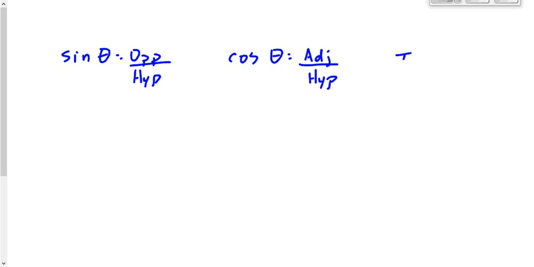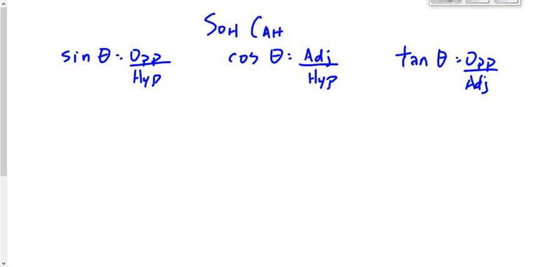If you remember this, sine theta is opposite over hypotenuse. Cos theta is adjacent over hypotenuse, and tan theta is opposite over adjacent. You should probably write this down. You guys usually learn it as SOHCAHTOA.